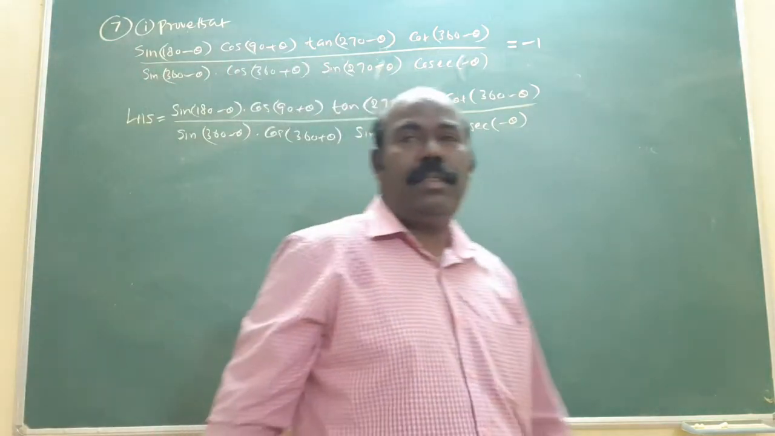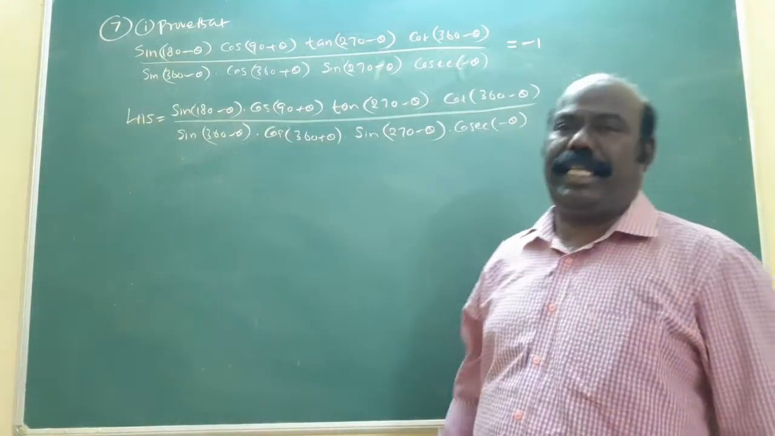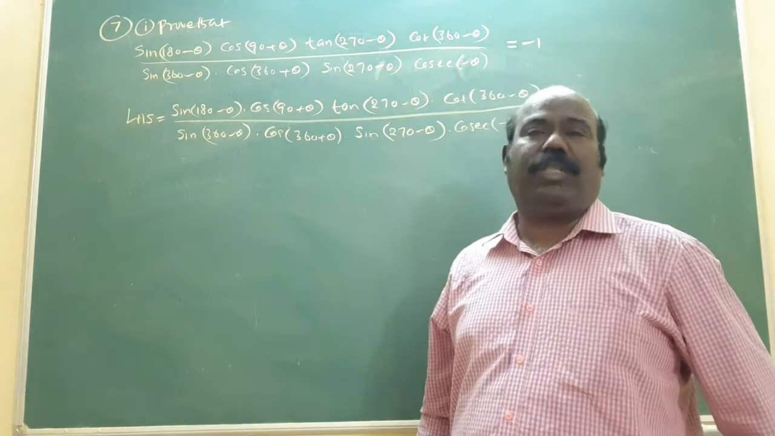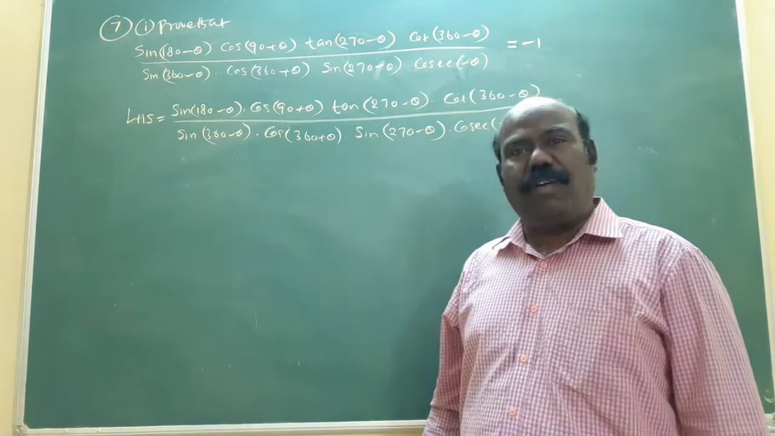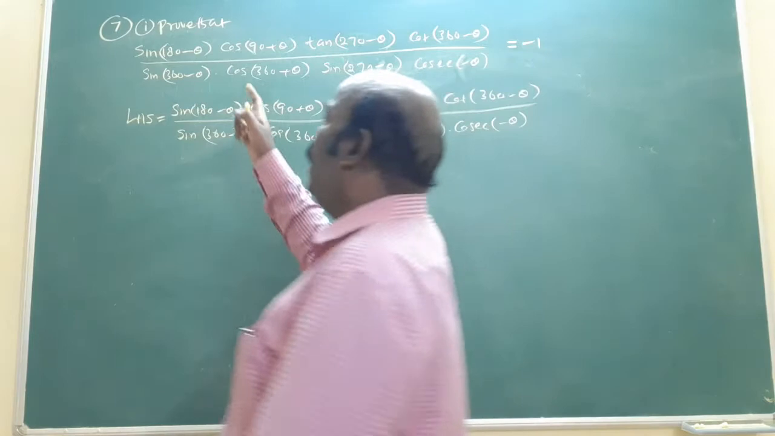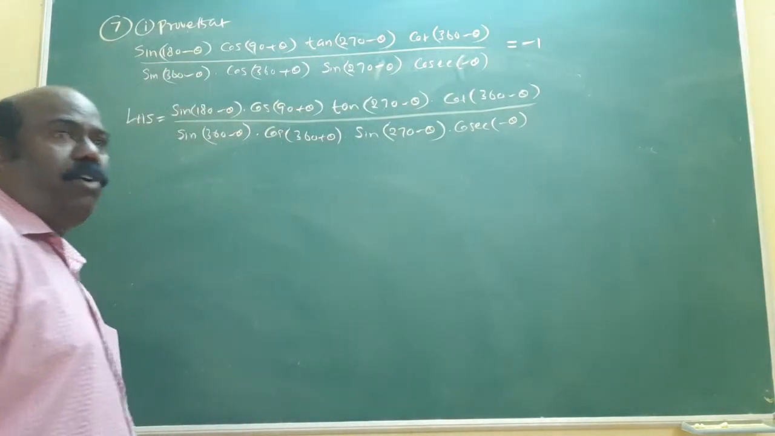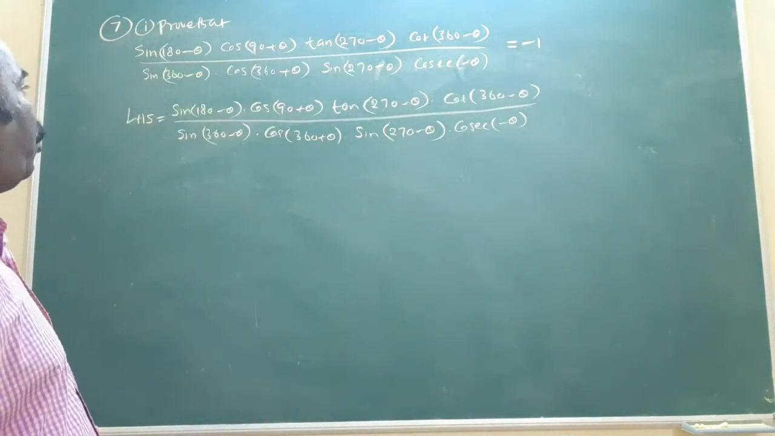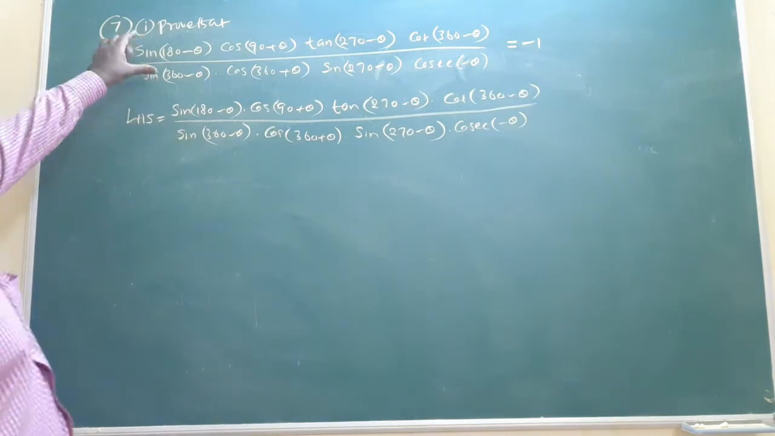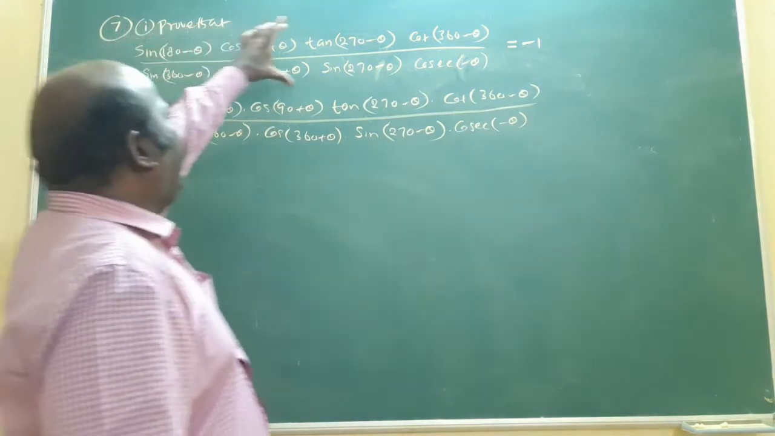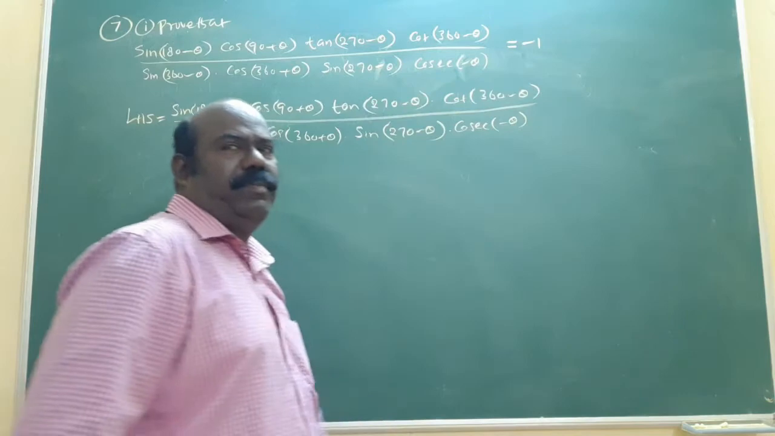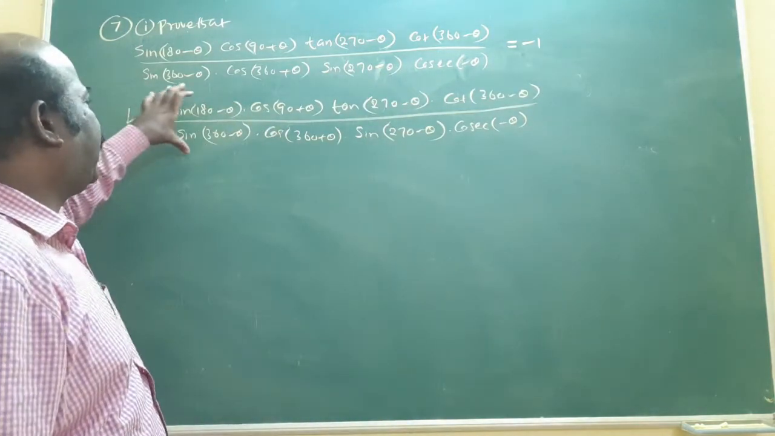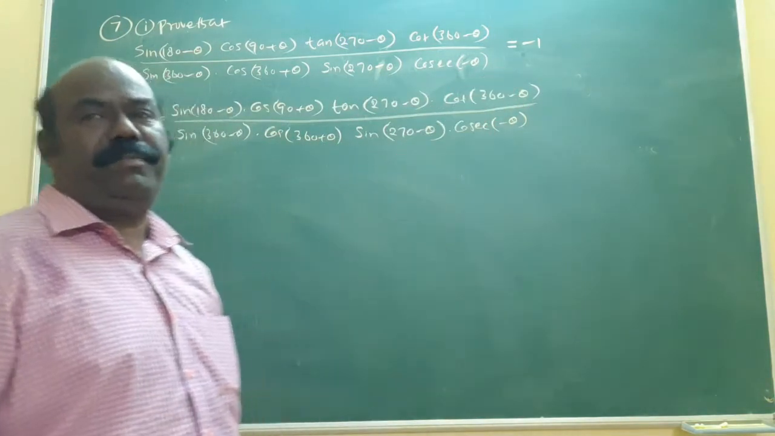Good afternoon. Now let us start the seventh question. Trigonometry, seventh question. Already the first six questions are over. Now this is exercise 4.1. Am I right? Exercise 4.1, seventh question, subdivision 1. Prove that this is equal to -1. I start with the LHS. Write the question clearly, the LHS question.